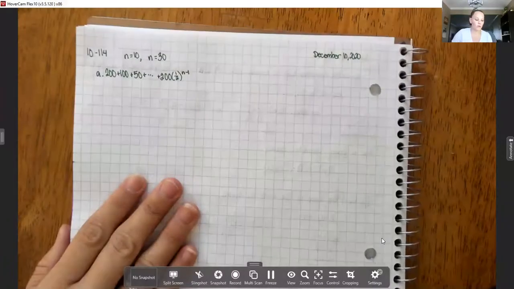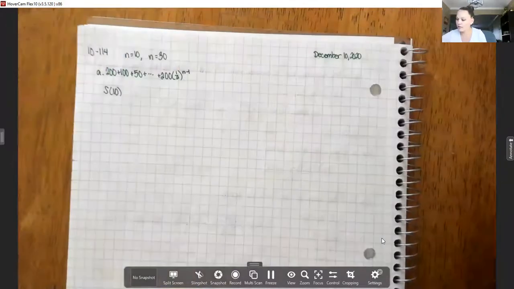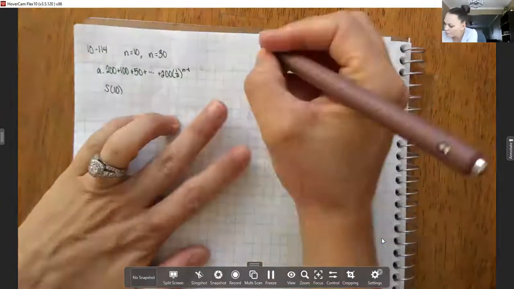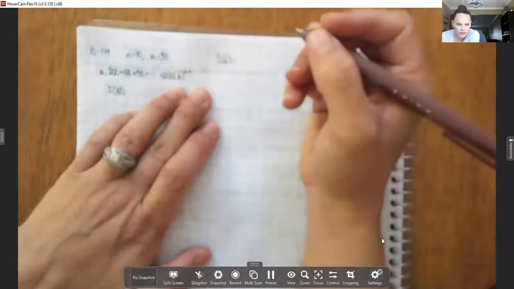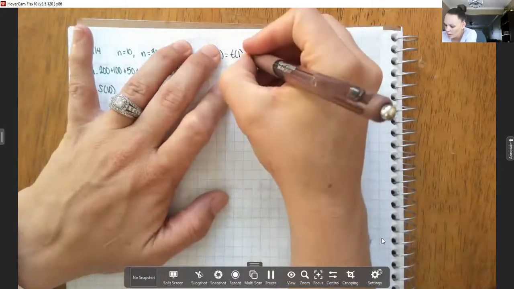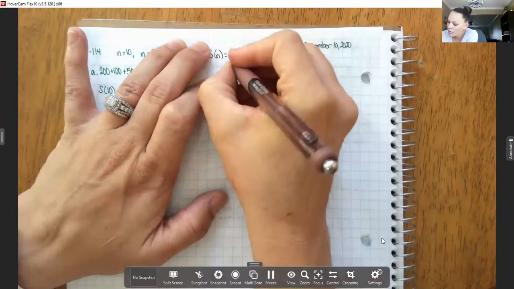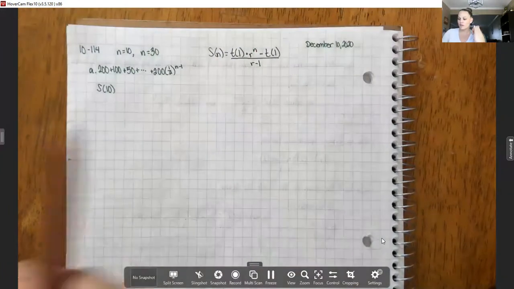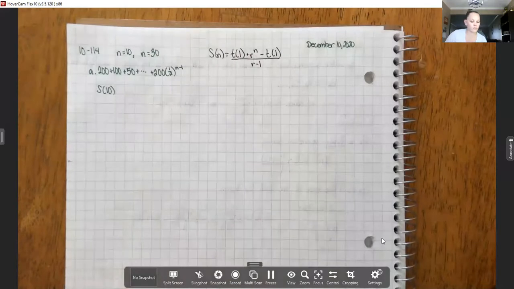Okay, so here we want S of 10, and I should write this off to the side. A reminder from what we were working on yesterday and put in our notes, S of n is equal to T of 1 times R to the power of n minus T of 1, all divided by R minus 1. So T of 1 is our first term, R is our multiplier, n is the number of terms.